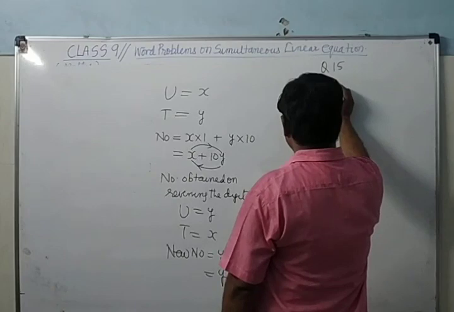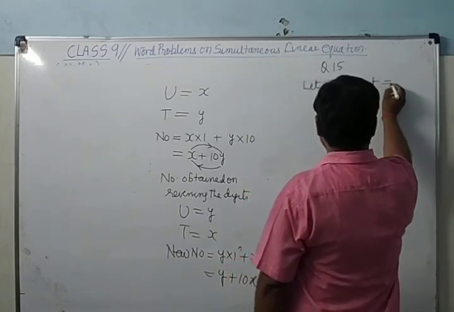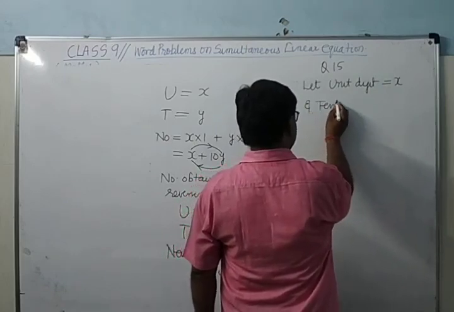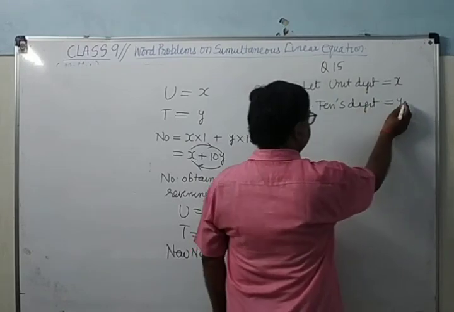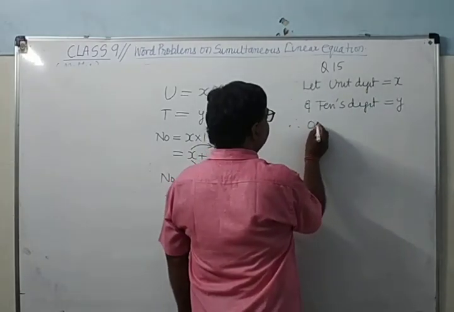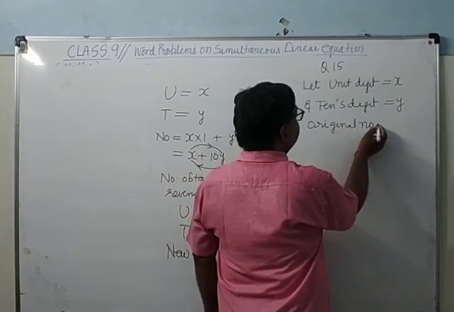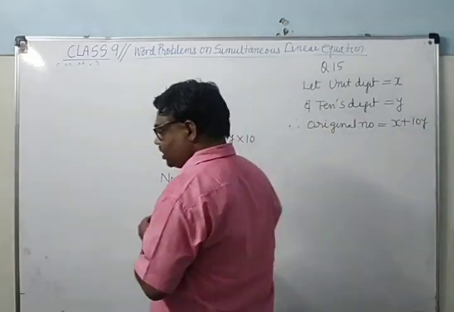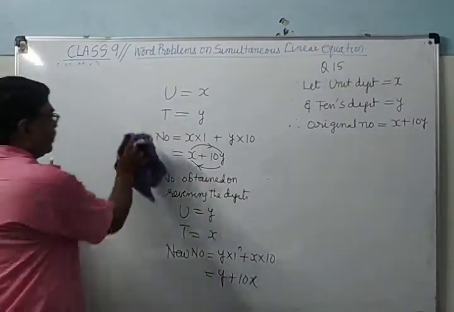Let unit digit be x and tens digit be y. Therefore original number, what will be the original number? It will be x plus 10y. This you have to write without fail. It's clear that you have to write.